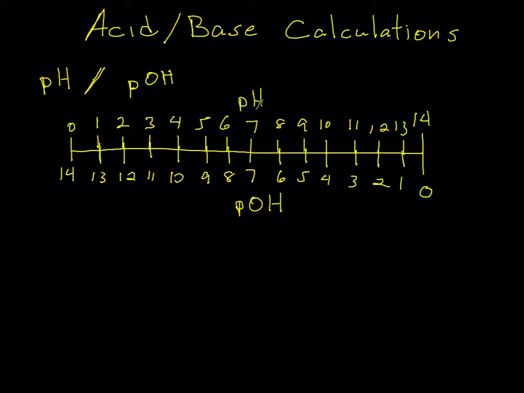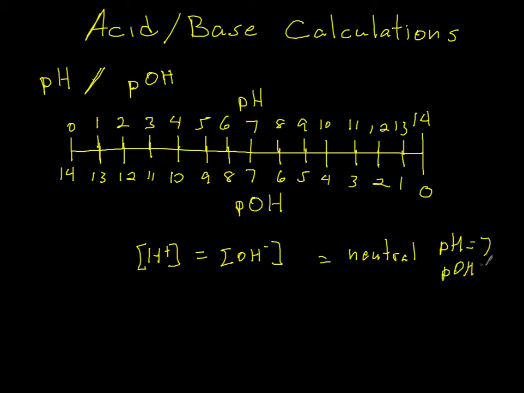What the pH is really measuring is the amount of hydrogen ions in the solution, and the pOH is measuring the amount of hydroxide ions in the solution. You already learned that there's a relationship between the H concentration and the OH concentration, where if the H concentration is equal to the OH concentration, then that is neutral. And we know that neutral has a pH of 7. Well, it also has a pOH of 7.